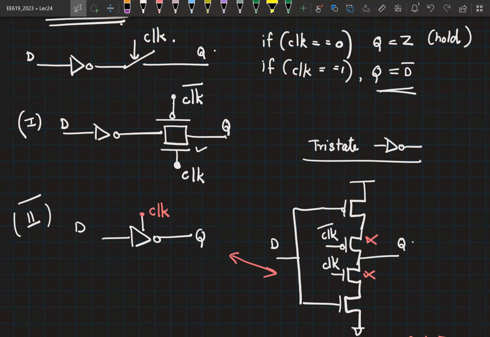Okay, so now that you know how to implement a latch, can you go ahead and implement a dynamic flip-flop? So implement a positive edge triggered dynamic flip-flop.